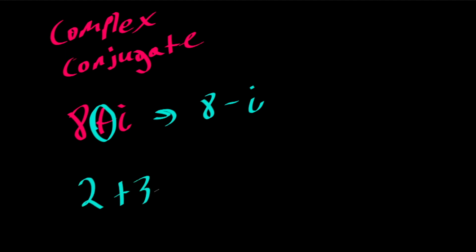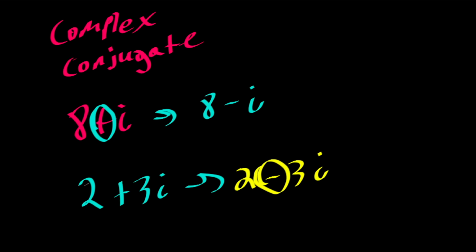2 plus 3i. What's the complex conjugate of that? It would be 2 minus 3i. So once again, if you've done radicals at all, you've already heard what a conjugate is. But if you haven't, it's literally just flipping the sign. Now, here's why we need that.